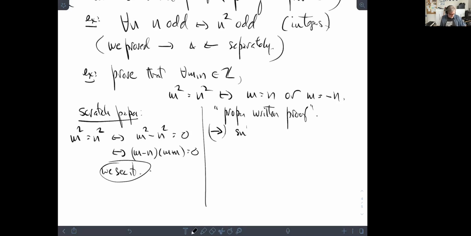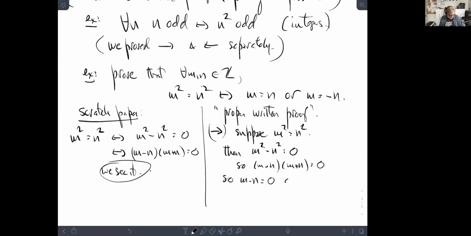Suppose that m squared equals n squared. Then, and I'm going to do exactly what I did on the left-hand side, I know exactly what I'm supposed to do. Then m squared minus n squared equals 0. So m minus n times m plus n equals 0. And I know that the product is 0 precisely when at least one of them is 0. So m minus n is 0 or m plus n is 0. In other words, m equals n or m equals minus n, which is what I wanted, right? So I started with m squared equals n squared, and I conclude from that m equals n or m equals minus n. So I've got that direction, right?